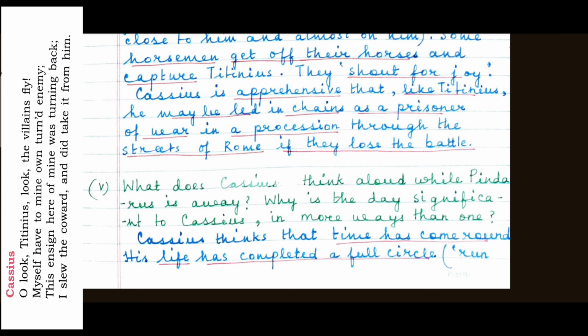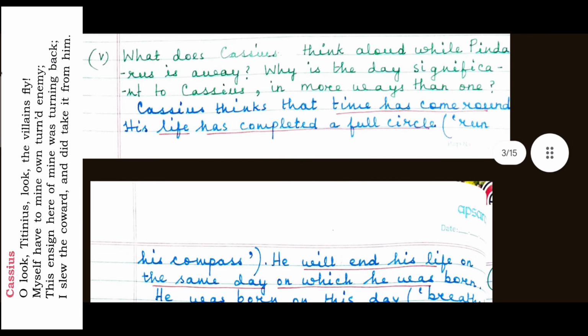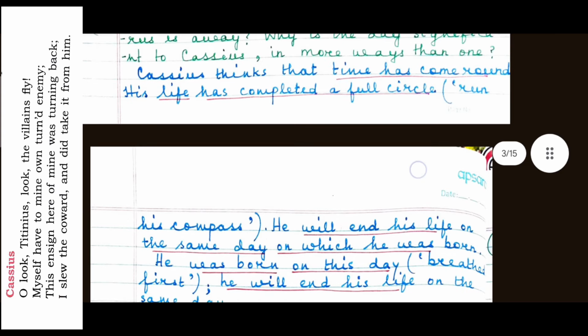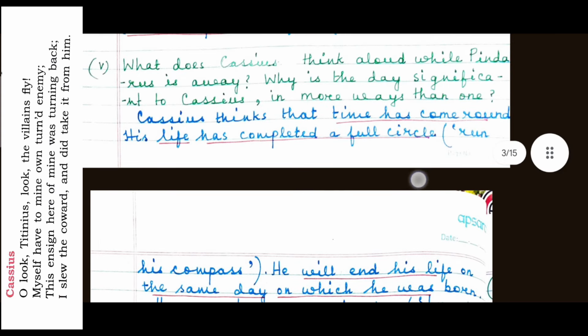Cassius thinks that time has come round. Point number 1. Point number 2, his life has completed a full circle, that is, a quotation, run his compass. Number 3, he will end his life on the same day on which he was born. So, Cassius thinks aloud all these things while Pindarus is away.